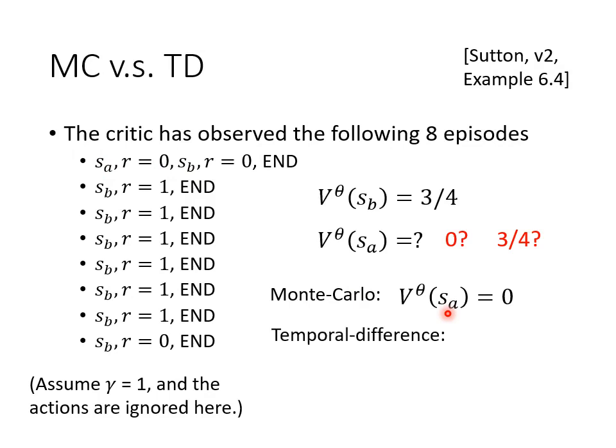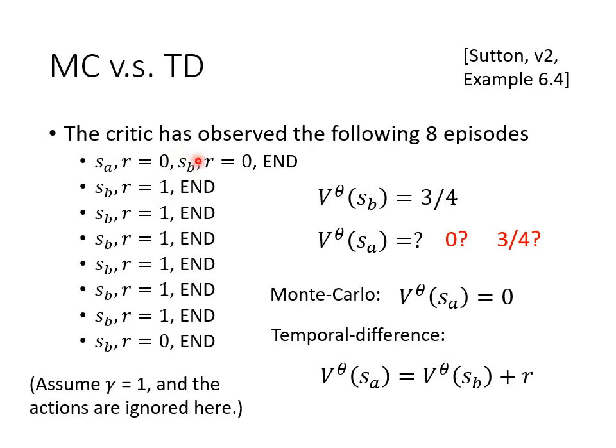But, if you use TD, what you calculate might be a different result. How is this? Because, between V theta of SA and V theta of SB, there is a relation. This V theta of SA should be equal to V theta of SB plus reward. That is the reward after seeing SA.